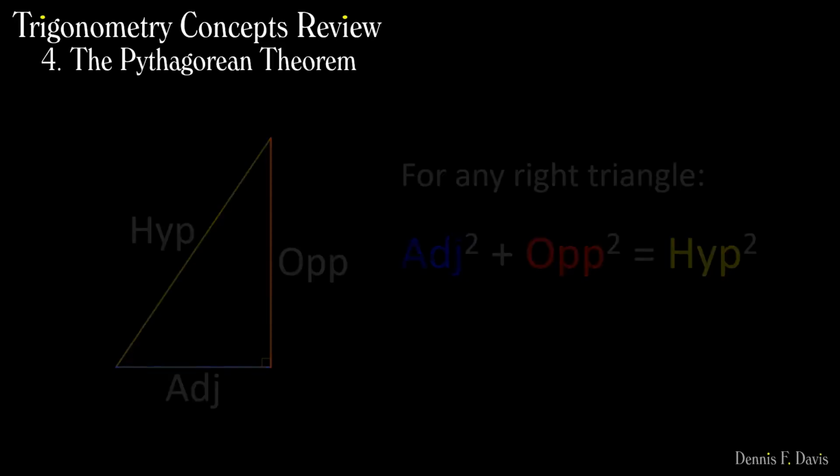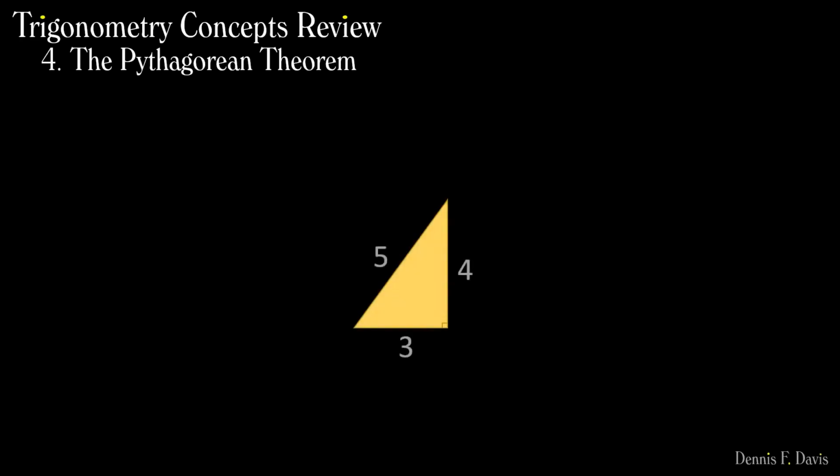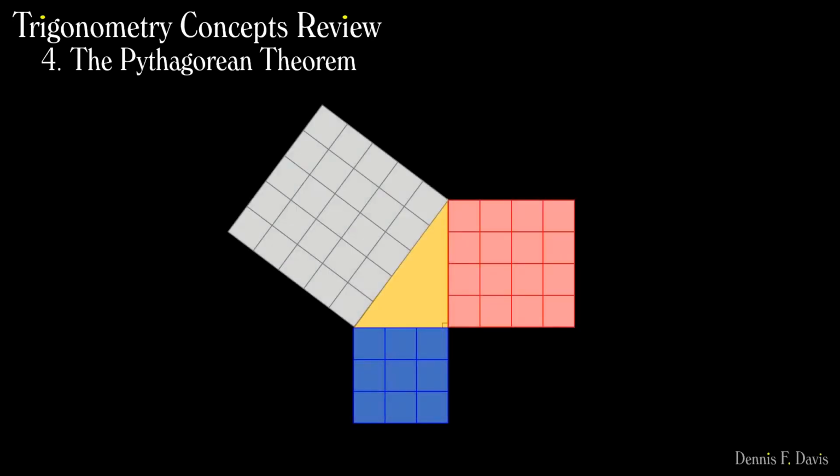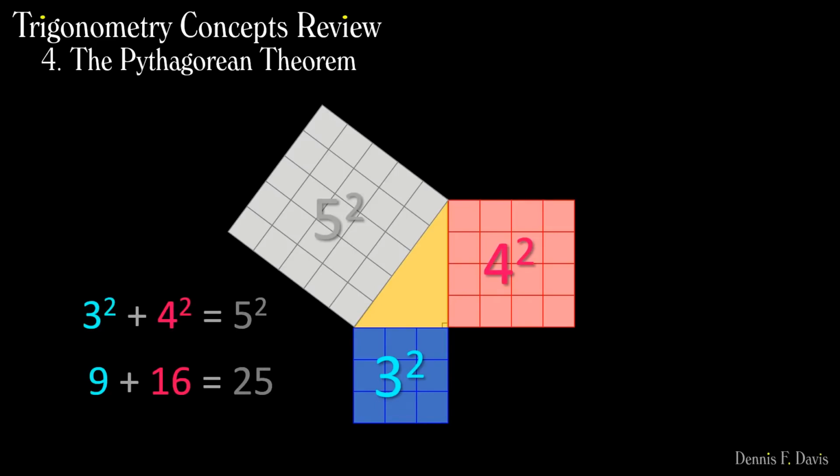An easy and popular example is the 3, 4, 5 triangle. If the short sides of a right triangle are 3 and 4, then the hypotenuse will be 5, because 3 squared plus 4 squared equals 5 squared. And that's the Pythagorean theorem. Very, very simple, very, very important.